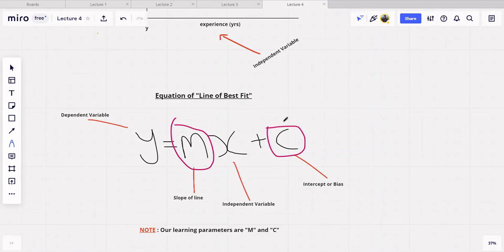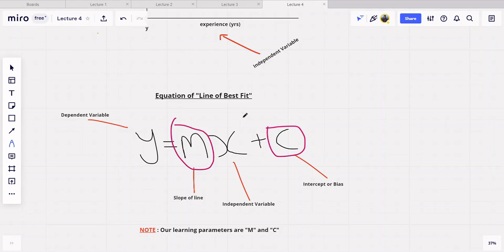But how do we choose the most optimal values for M and C? In that case, we only choose those values that give us the lowest cost function possible. Let me repeat this again. We choose those values that give us the lowest value for the loss function.